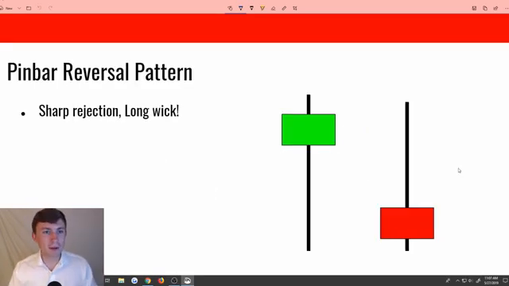So the next one I want to talk about is the pin bar reversal pattern. Now the pin bar reversal pattern is quite a common one. You'll see it all the time in the market. And similar to the engulfing pattern, it's going to be a reversal pattern that shows potential weakness in a trend.